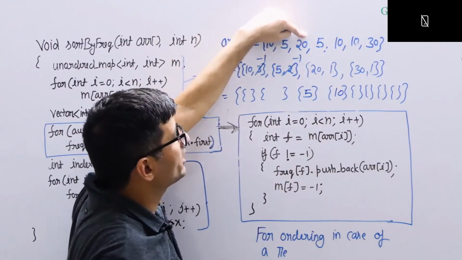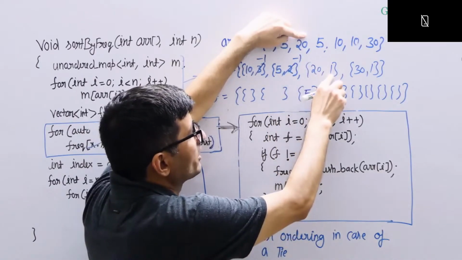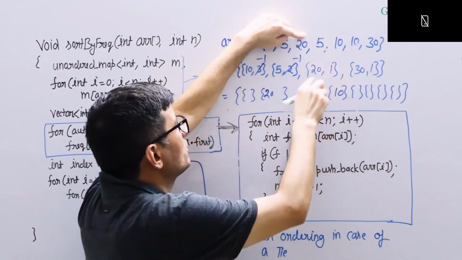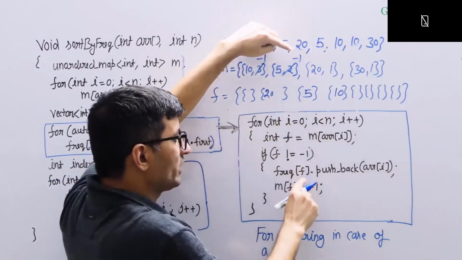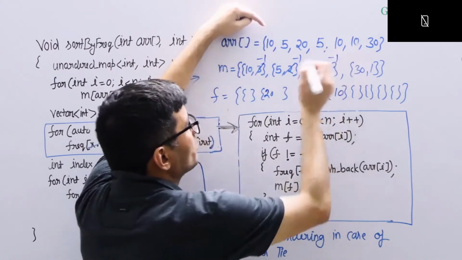Now we come to 20. We do a lookup for this in the map. We get the value 1. So we go to this index 1, right? And we add it there because it's not -1. And after doing it, we set it to -1.